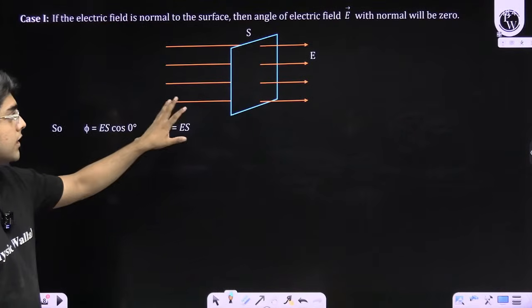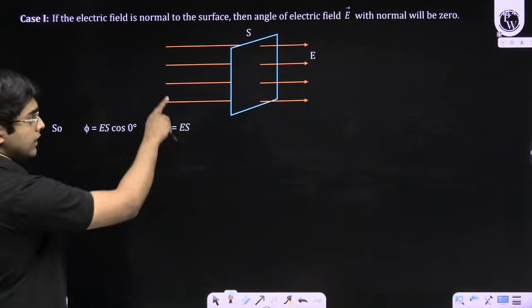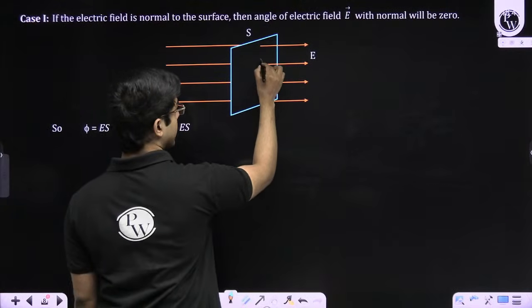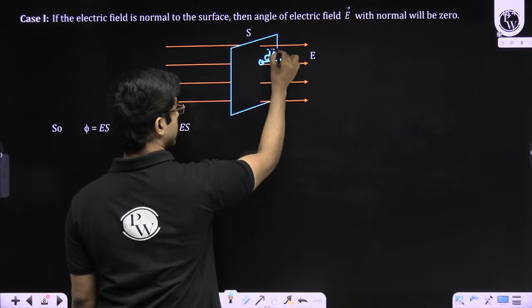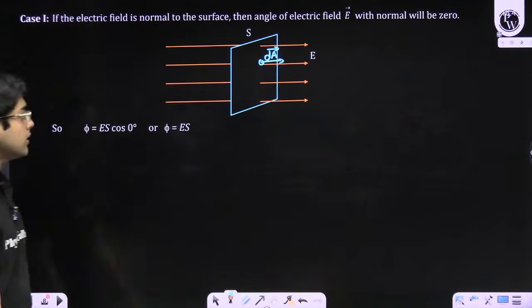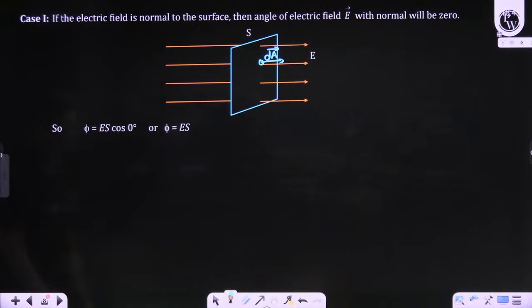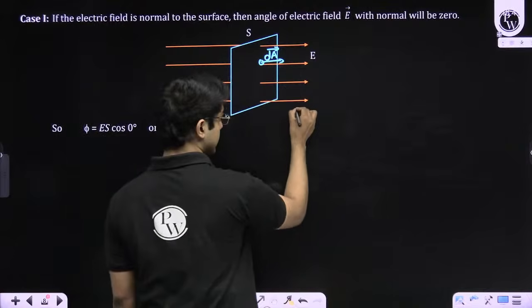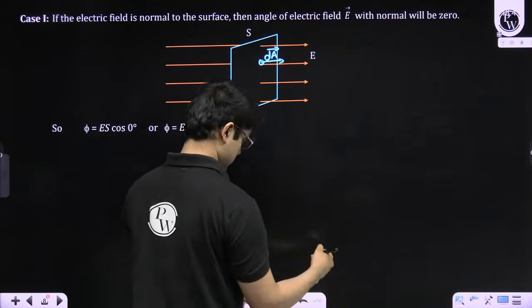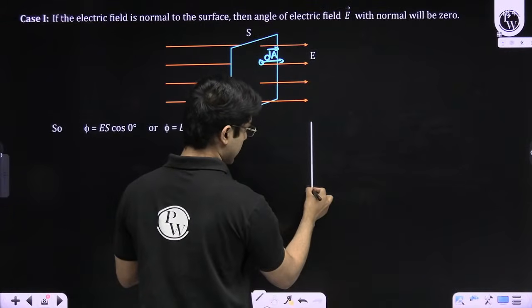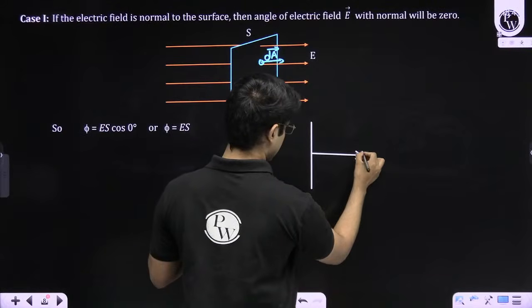This is basically the diagram of what we discussed. If we have any surface S and the electric field is parallel to the area vector everywhere, then you can apply this formula E S cos θ. In this case, this is the plane of this area S, and the field lines are cutting the surface like this.